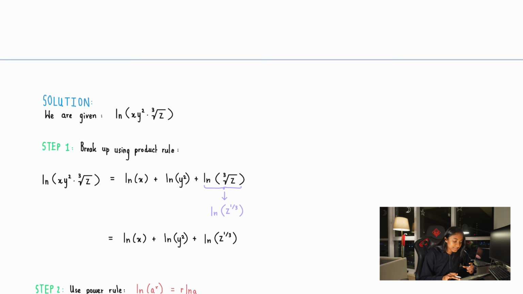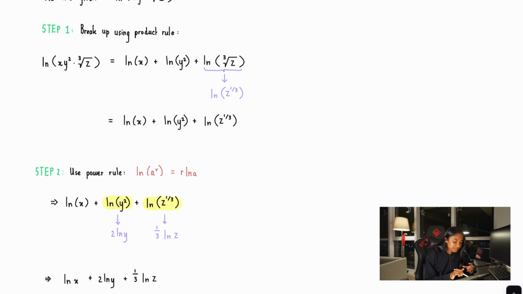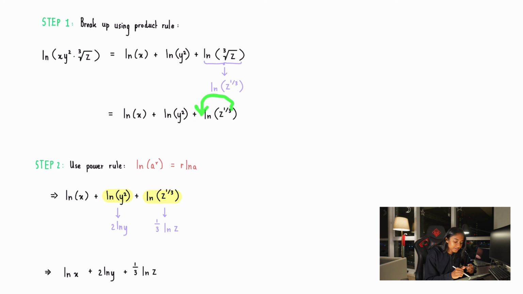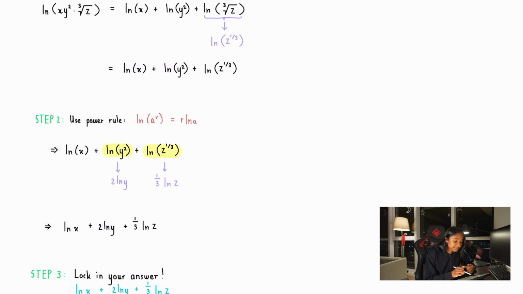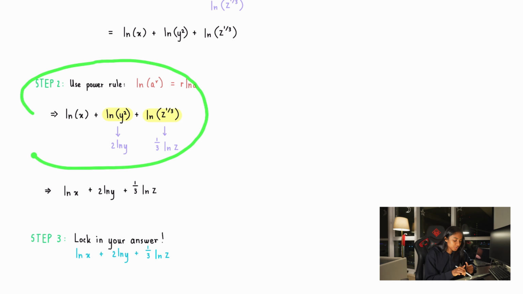And we know that by the power rule, we can pull this in front as well. So we're actually going to do this lower down, right? But we know that the cube root of z is also equal to z to the power of 1/3, okay? And we're going to use the power rule to bring the third in front, okay? And the same for the square, actually. This is great here because this becomes 2 ln y as well. So we have ln x plus 2 ln y plus a third ln z, all right? And that's all we did using the power rule in this step 2 here.